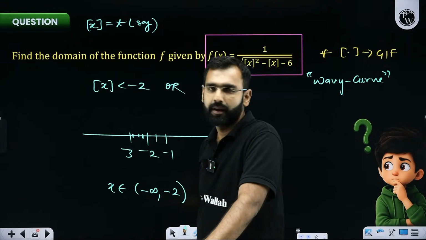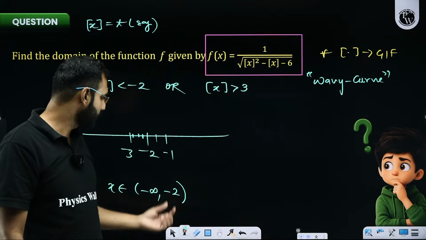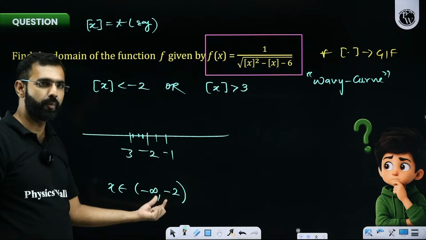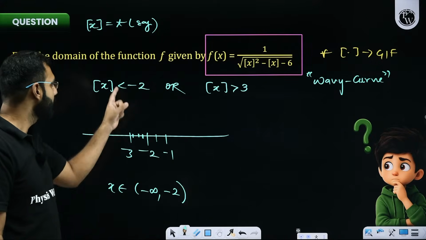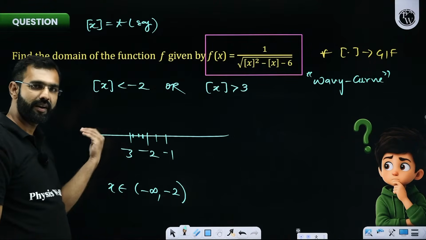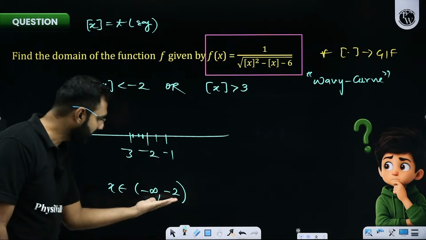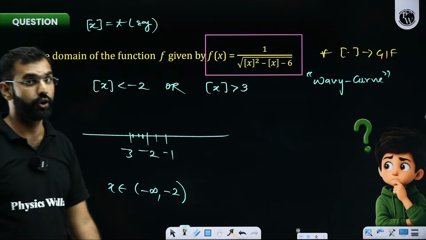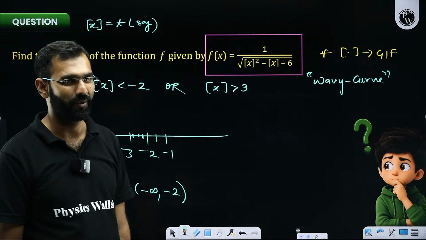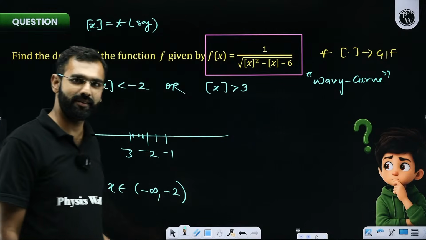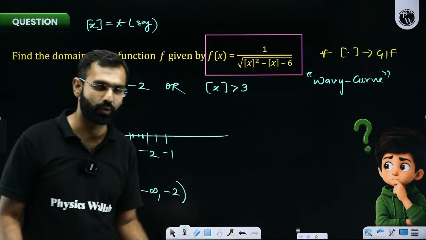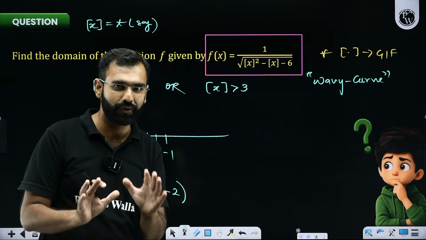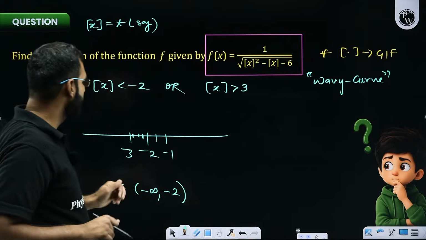Sir, why? Because you imagine it in your brain. Let's say if you take minus 2.1, minus 2.2, minus 2.3, minus 2.4, their GIF will be minus 3, minus 4, minus 5, and so on. So if I take all the numbers less than minus 2, their GIF will be less than minus 2. Yes or no? Everybody got it, or shall I re-explain this? All the participants who are watching sincerely, have you all understood it? Yes or no?